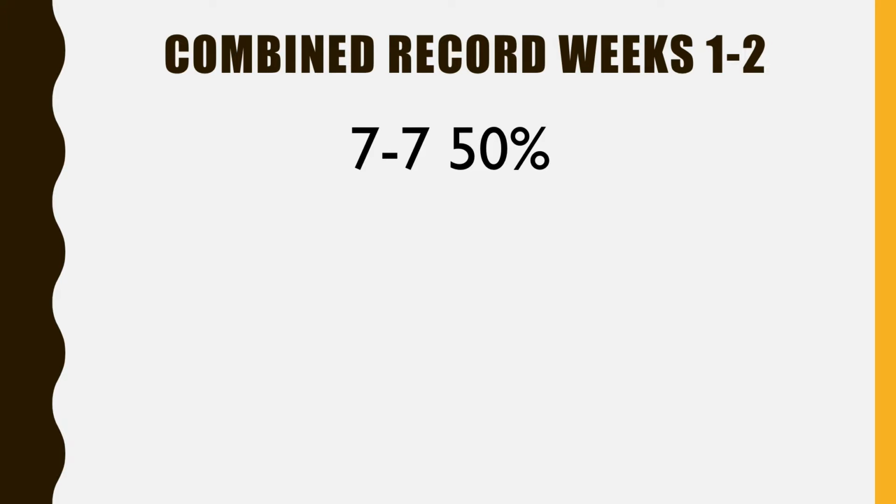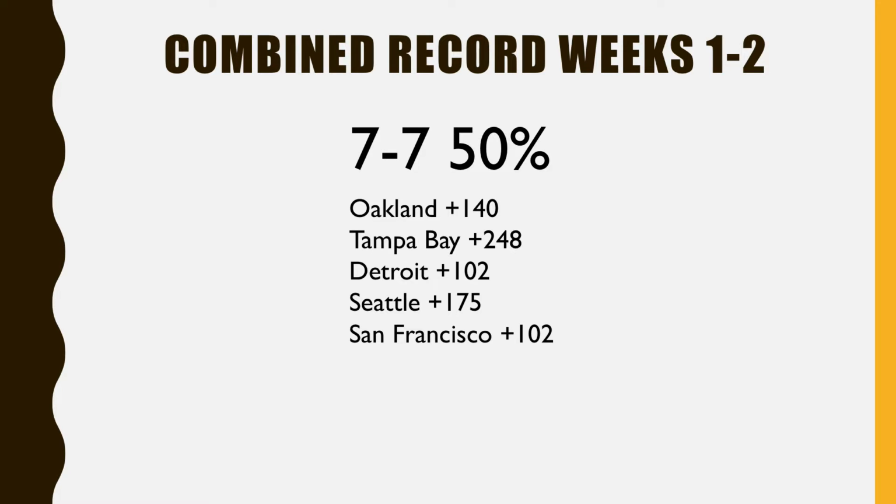So one tweak we're going to make to this, just to go a little bit further. And if you watched the first NFL Part 1 or Part 2, you will understand this. 5 of these teams won outright. And let's say if we had wagered the money line, Oakland plus 140 was a winner. Tampa, when they beat Carolina, they won on the money line at plus 248. That was a huge one. Detroit plus 102. Seattle won when they beat Pittsburgh plus 175. San Francisco plus 102.